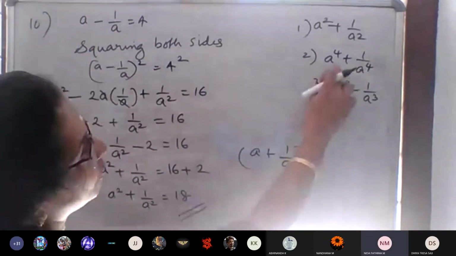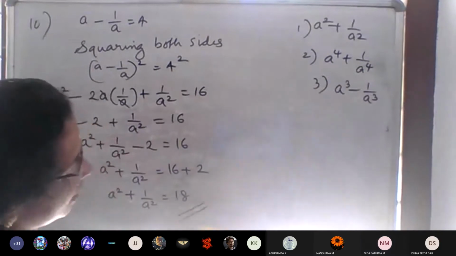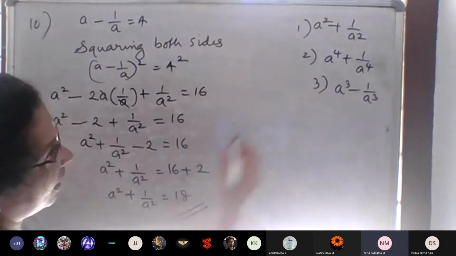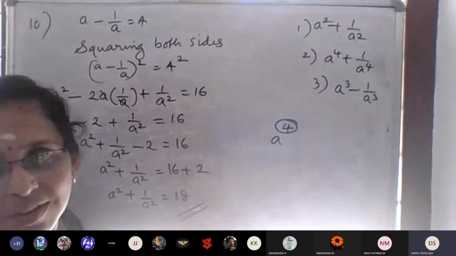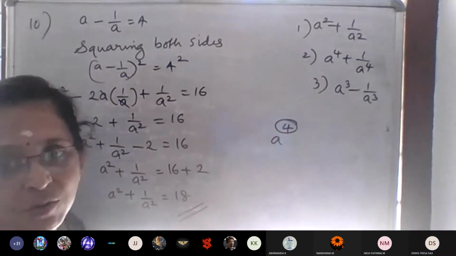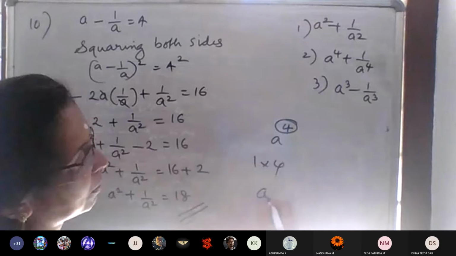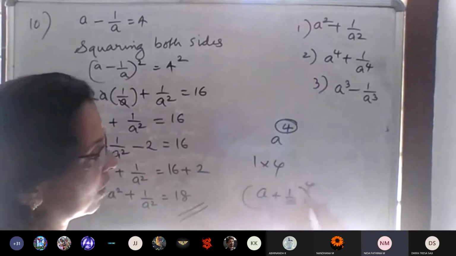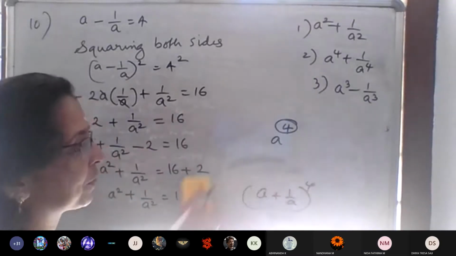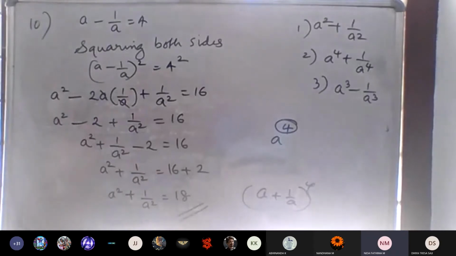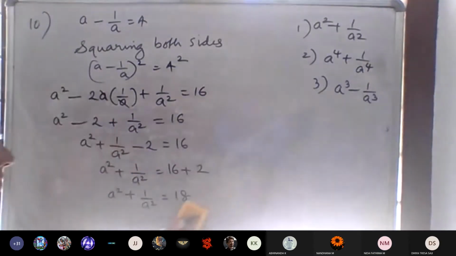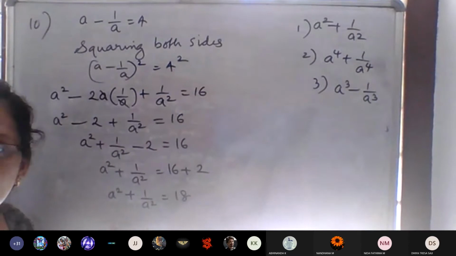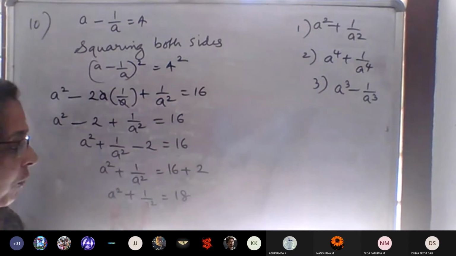We want to get a raised to 4. Which are the ways of getting a raised to 4? One way is 1 into 4, that is a plus 1 by a the whole raised to 4. Or another way, 2 into 2. That means 2 is there. So what do we have to do?